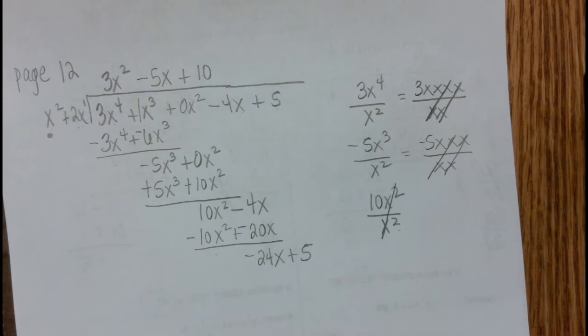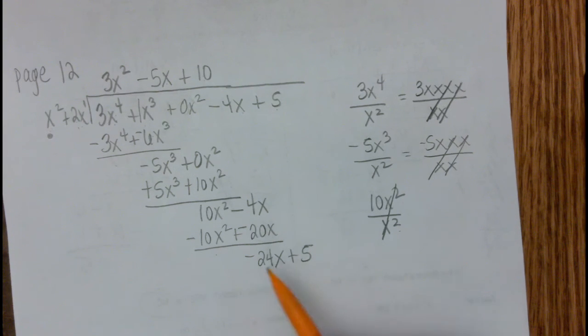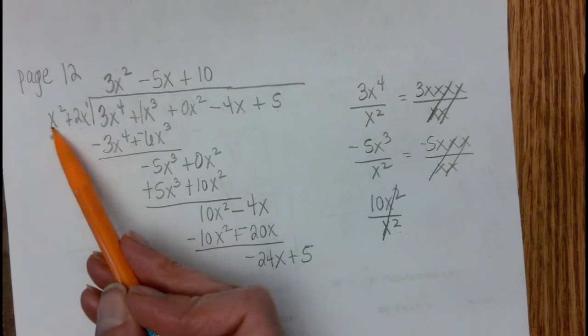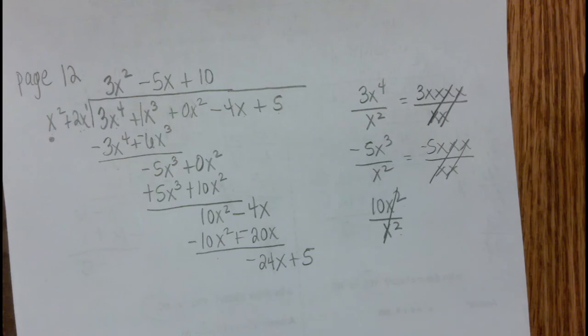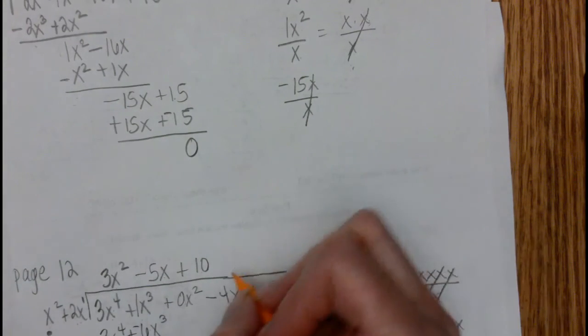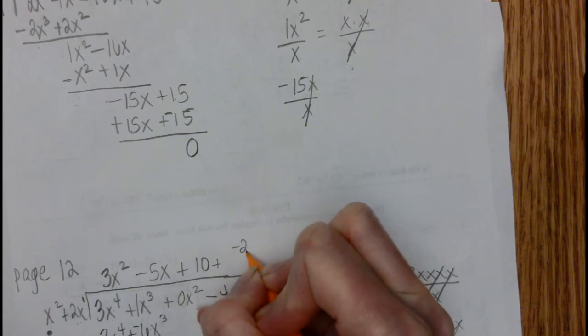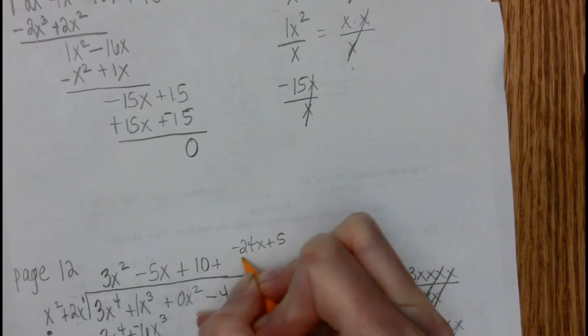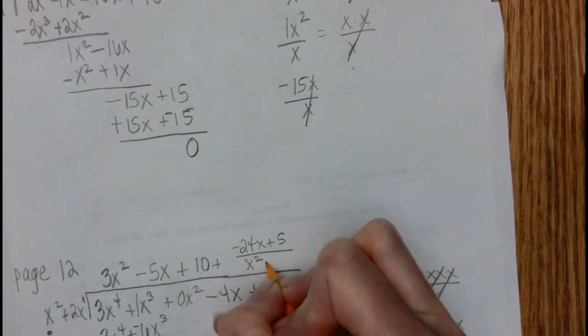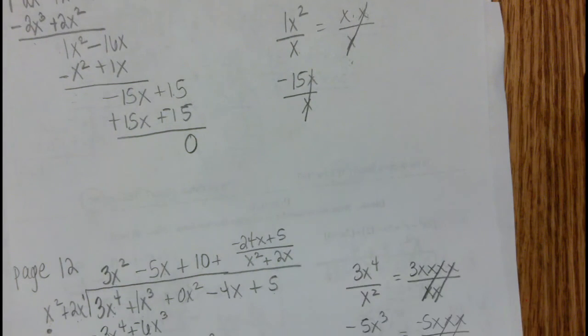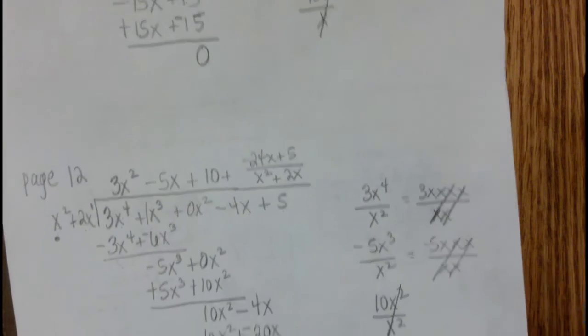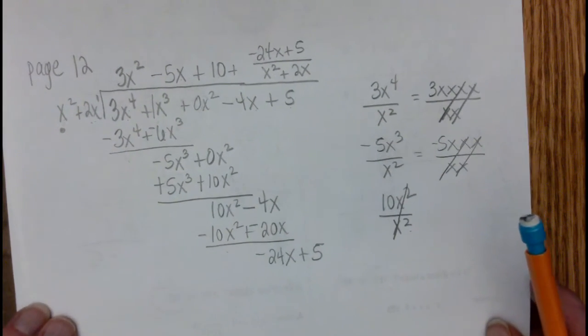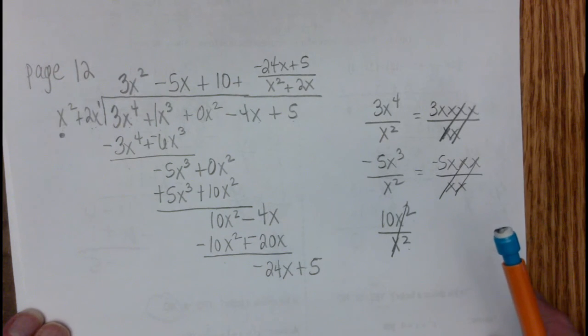But what happens here, it's a little bit unique, but negative 24x plus 5 is the remainder in this problem, because negative 24x, you can't divide by x squared on that. So the last part here to get our quotient is I'm going to write plus, and then I'm going to write negative 24x plus 5 divided by x squared plus 2x. And that's our remainder. And it might be nice here if you can still see the whole problem. So I'll pull that up there. You can pause if you need to.